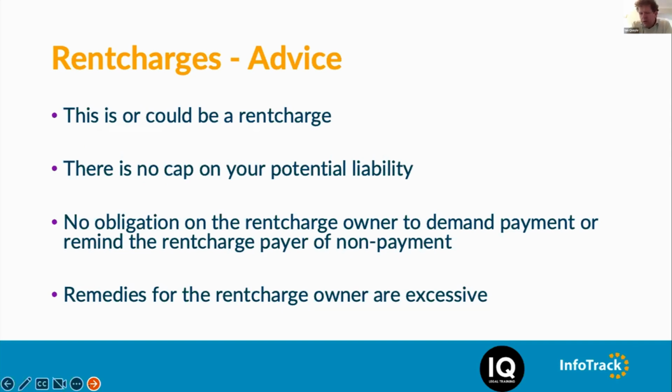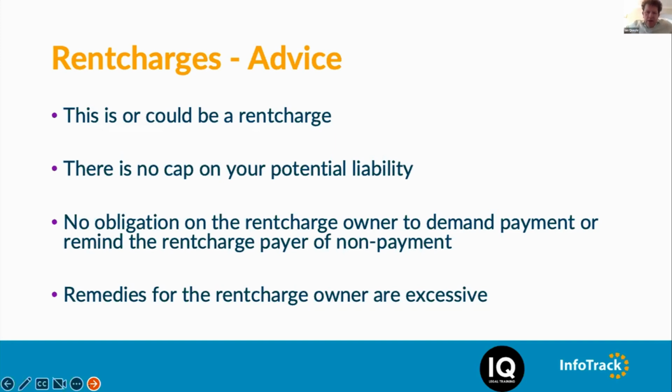There's no obligation on a rent charge owner to demand payment or remind rent charge payers of non-payment, unless the rent charge specifies that point. And remedies for rent charge owners are excessive, given how frequently the amount that is attempted to be recovered is small. Two or three things I think are important relating to this. Firstly, I think you give clients advice about rent charges generally. The Association of Residential Managing Agents has a leaflet for clients on rent charges.